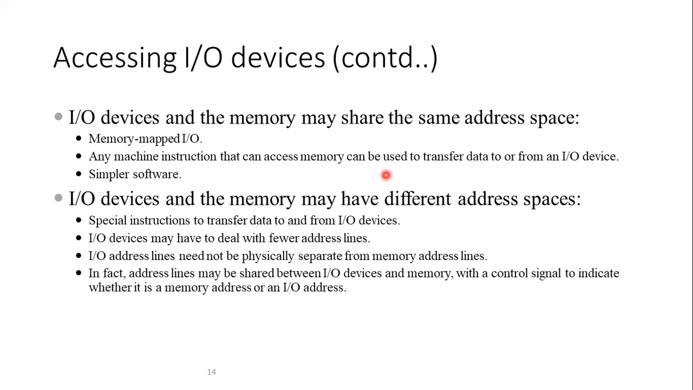So these are the two types. They can share the same address space, or they may not share the same address space. So the difference is very much clear here. You can understand how these input output devices are accessing the system.